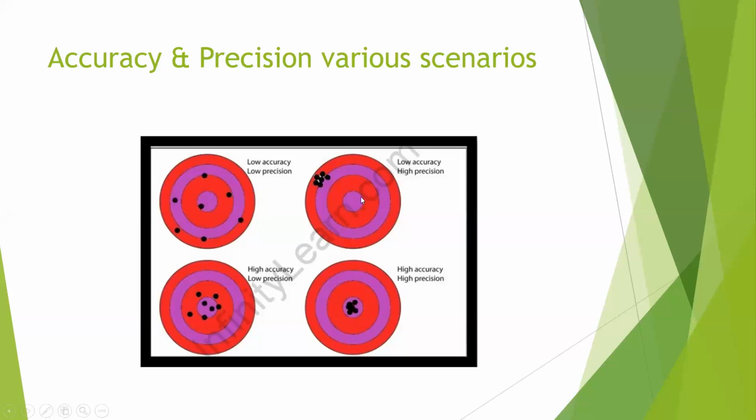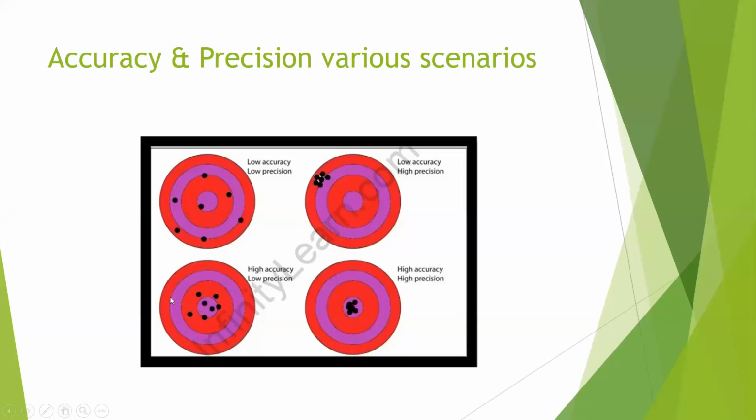On the top right, we find all the values have come to a particular place. They've all clustered here, repeated attempts, repeated hits. There is a good precision because they have clustered at one place, but they are far, far away from the bullseye, from the target value. So we say there is a high precision but low accuracy.